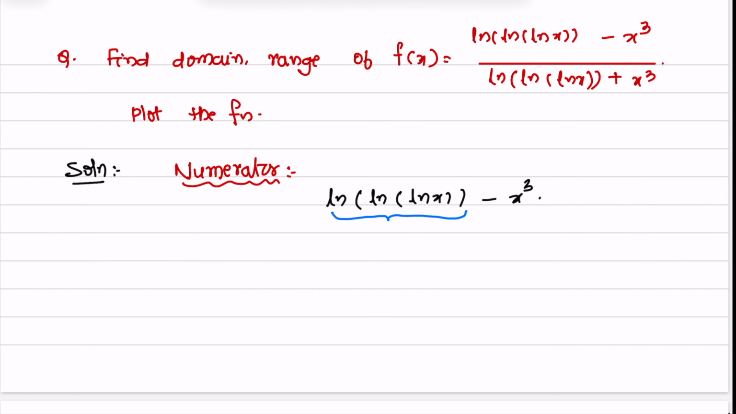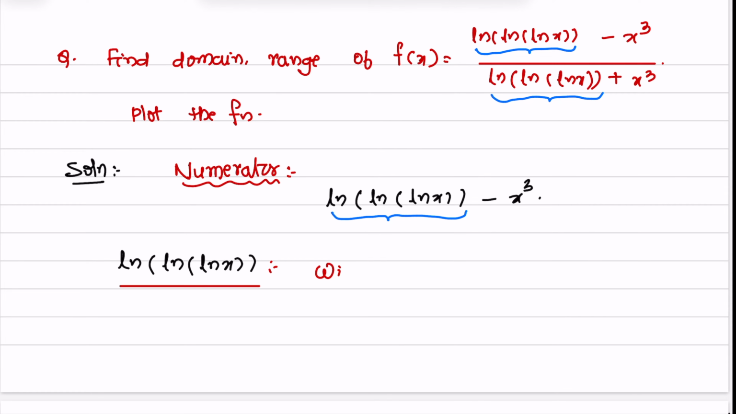Now, this particular value ln x is there both in the numerator and also in the denominator. Now, ln of ln x. Let us study this. Under what conditions of x, under what values of x, this particular ln x is defined. We have to find out.